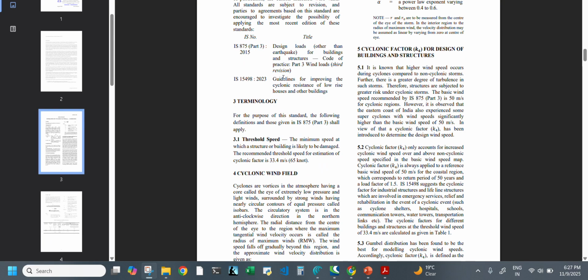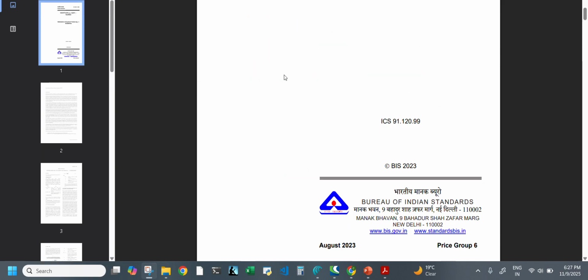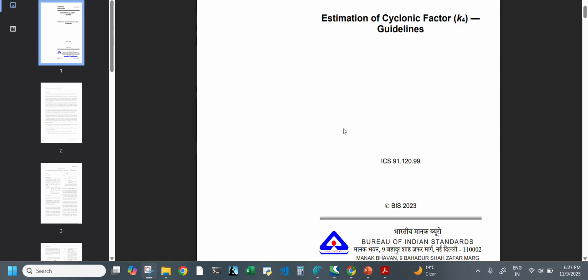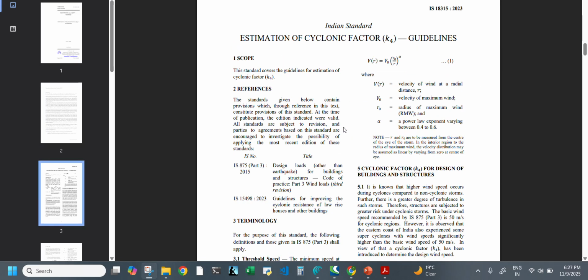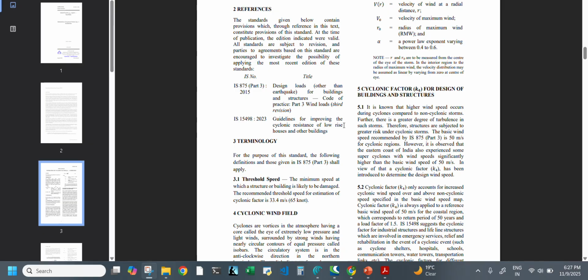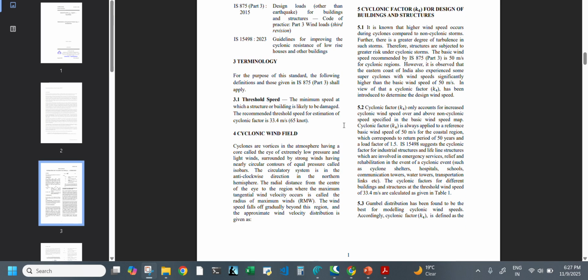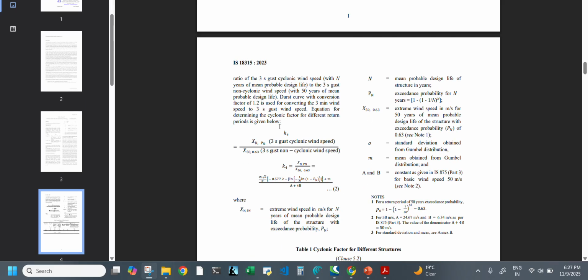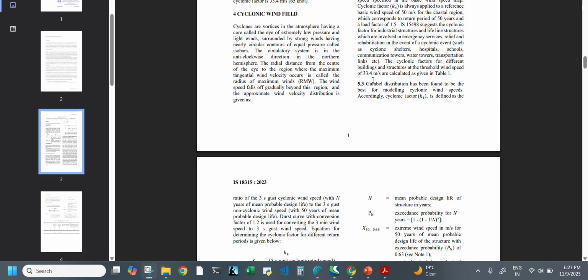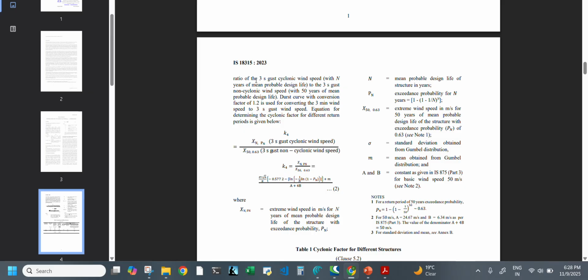Now you can see that in the IS code, the cyclonic factor K4 guidelines are taken separately and explained, and it is seen that the Gumbel distribution is used, which we have learned in our B.Tech. For modeling the cyclonic speeds, the cyclonic factor K4 is defined as the ratio of the three-second gust cyclonic wind speed of mean probable design life to the three-second gust non-cyclonic wind speed.